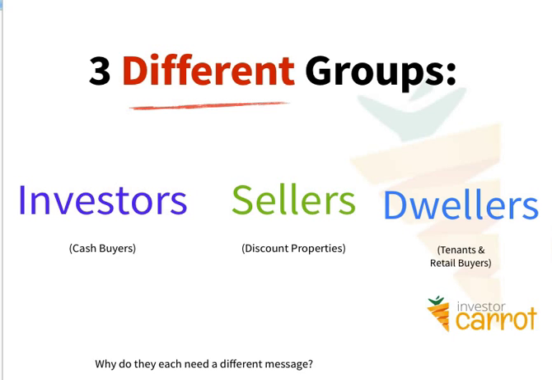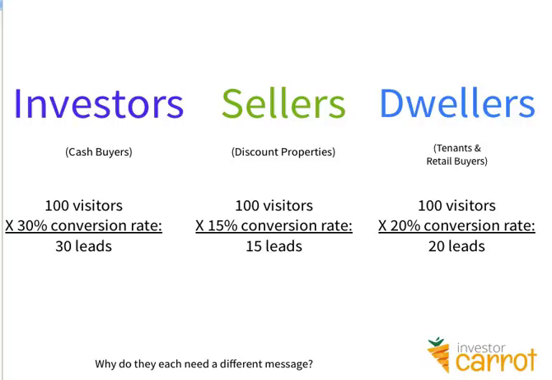The third big group is dwellers. These are tenants and retail buyers. So back to the specifics: investors, sellers, and dwellers, each one of those different types. Let's say you have three different websites, one for each type of person that you're trying to attract. You might have different pages on each of those sites relating to specific situations.